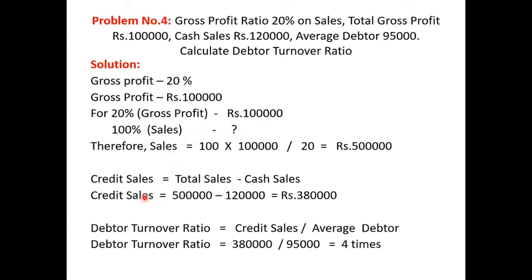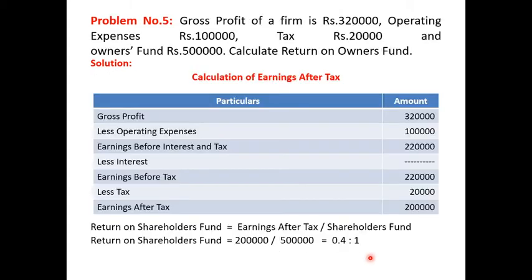Then, we have to calculate the credit sales. We have calculated total sales and the cash sales is given in the problem, 1 lakh 20,000. The difference figure is called as credit sales. Then debtor turnover ratio. The formula is credit sales divided by average debtors. Credit sales we have calculated 3,80,000. Average debtors that is given in the problem 95,000. So debtor turnover ratio is 4 times.